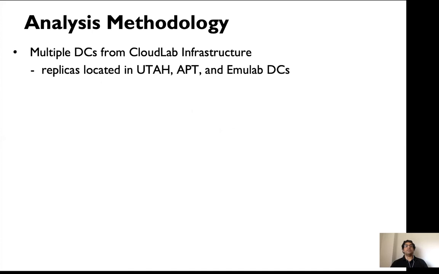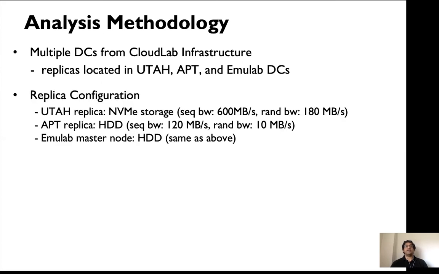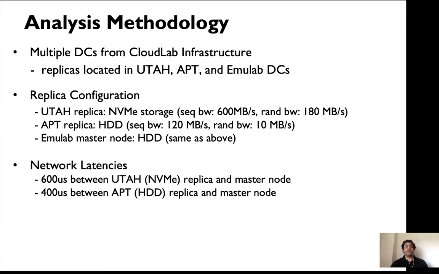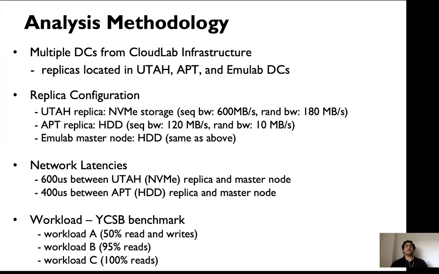For our analysis, we use a multi-cloud infrastructure where replicas are located at three different data centers: Utah, APT, and Emulab. The Utah replicas generally have NVMes. The APT replicas have HDDs. And the Emulab site has the master node, which also has HDDs. The network latency between Utah and the master node is slightly higher, although their disks are faster. Similarly, the network latency between the APT replica and master node is around 400 microseconds. Again, for all our experimentation, we use the YCSB benchmark with workload A, B, and C configurations with varying read and write counts.